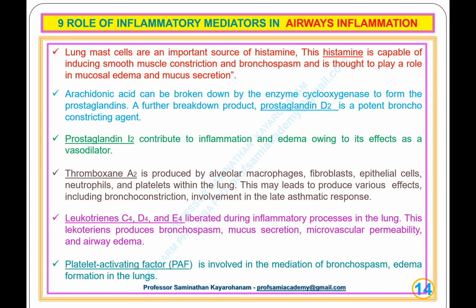Thromboxane A2 is produced by alveolar macrophages, fibroblasts, epithelial cells, neutrophils, and platelets within the lung. This may produce various effects, including bronchoconstriction, and involvement in the late asthmatic response. Leukotrienes C4, D4, and E4 are liberated during inflammatory processes in the lung. These leukotrienes produce bronchospasm, mucus secretion, microvascular permeability, and airway edema. Platelet activating factor is involved in the mediation of bronchospasm and edema formation in the lungs.